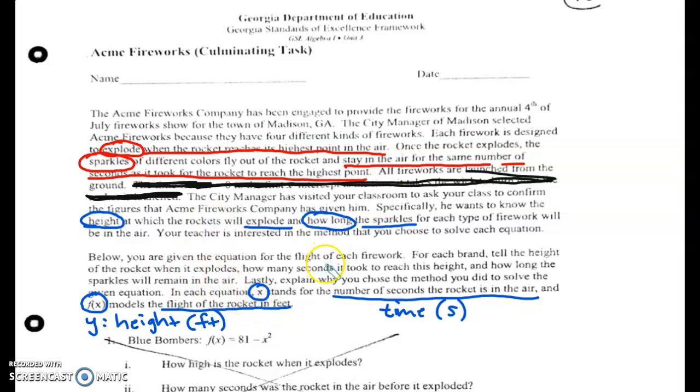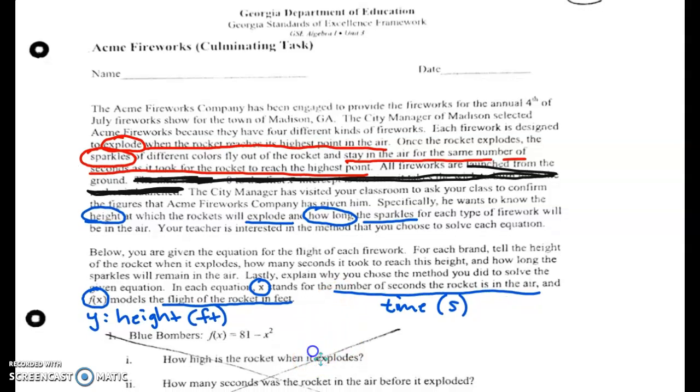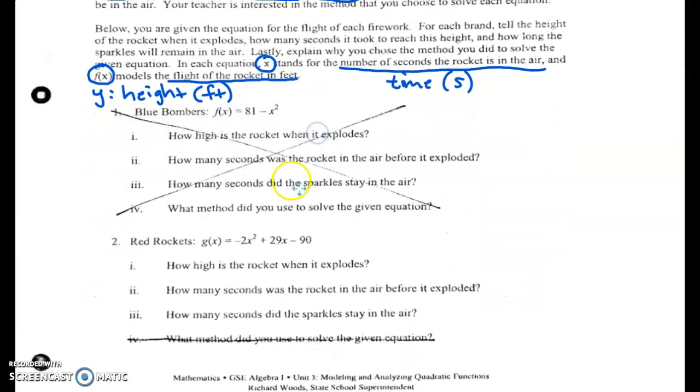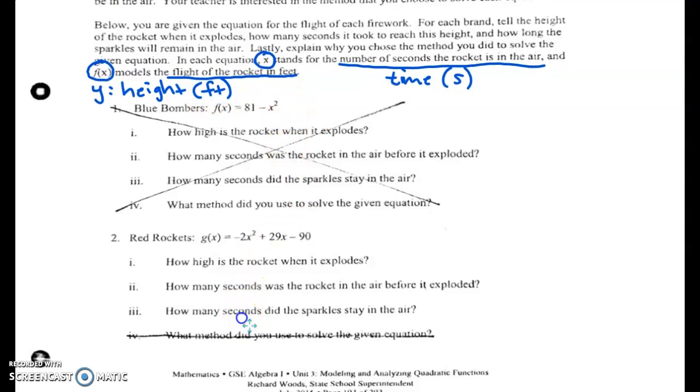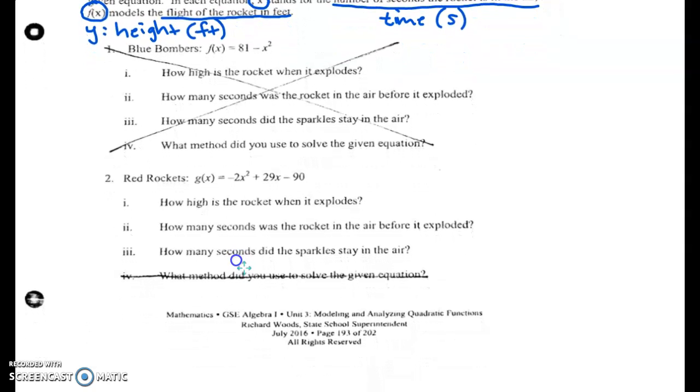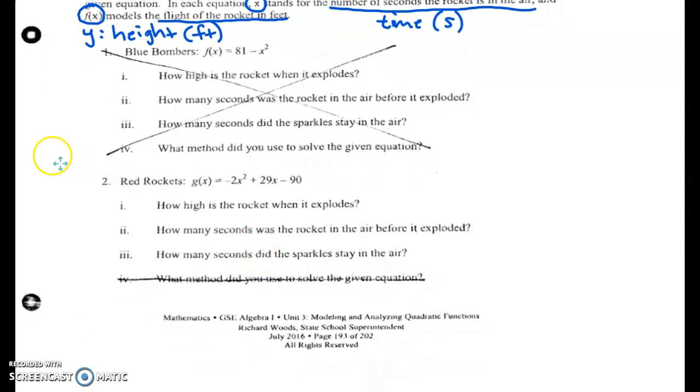Okay, now that we have all of our base information, let's go ahead and look at the first type of firework. So I scratched out blue bombers because that equation actually really didn't work for this scenario. So let's go ahead and look at number 2. This type of firework is called red rockets, and its flight path is modeled by g of x equals negative 2x squared plus 29x minus 90.